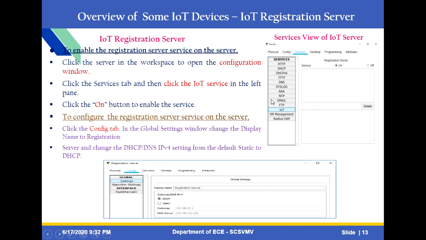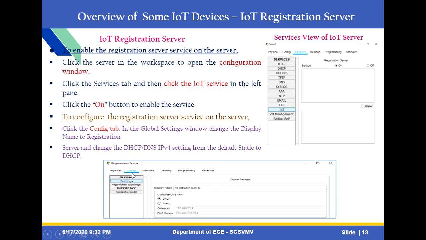There are a lot of services available here. For IoT application, you choose IoT. Then you click this registration server button. This should be on. Then in the configuration tab, also in the global settings. Here global settings are there. This is the configuration tab. How to configure the registration service on the server.